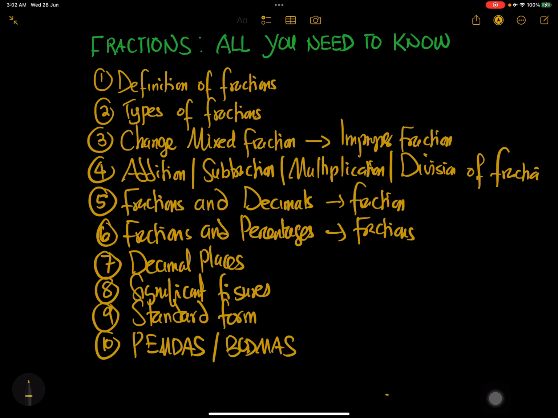Once we're able to digest this particular video, it will give us all the comprehensive things that we actually need to know what fractions are all about. Okay, so let's start off with the definition. The definition of a fraction.